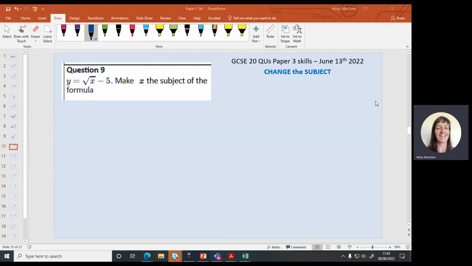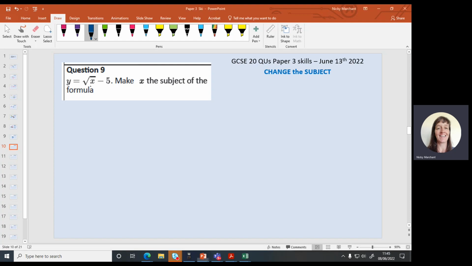Okay, so question 9. Change the subject. Make X. And a good way of doing this is to have a think about how this formula was started in the first place, how it was created.